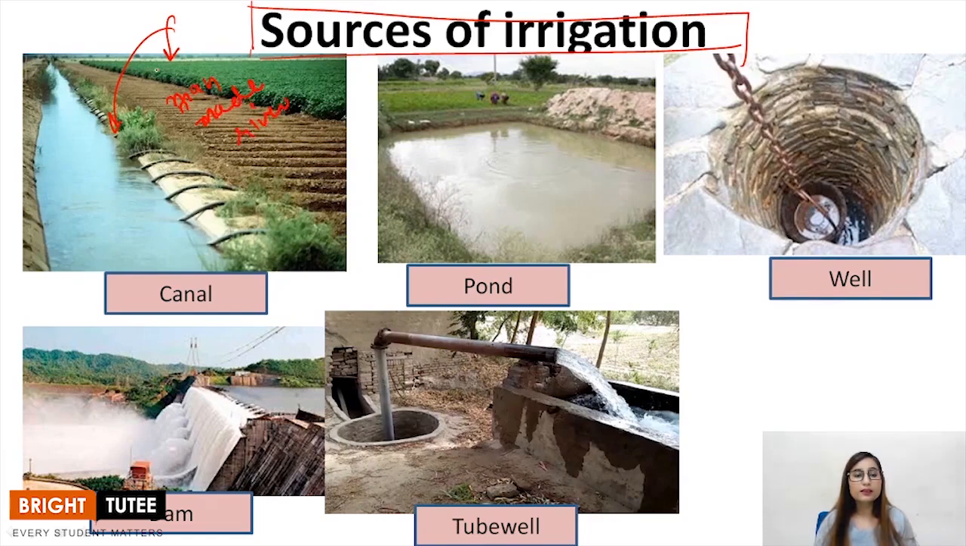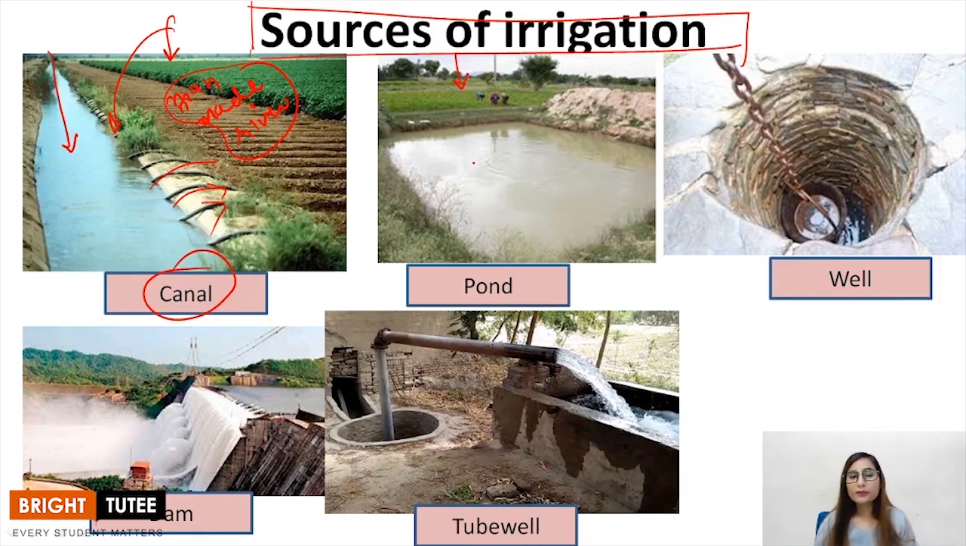Basically, it comes from a main river and it has been cut out for different areas of the states so that every area receives an ample amount of water. So these are man-made rivers and they are utilized for irrigation only, right? This is canal.